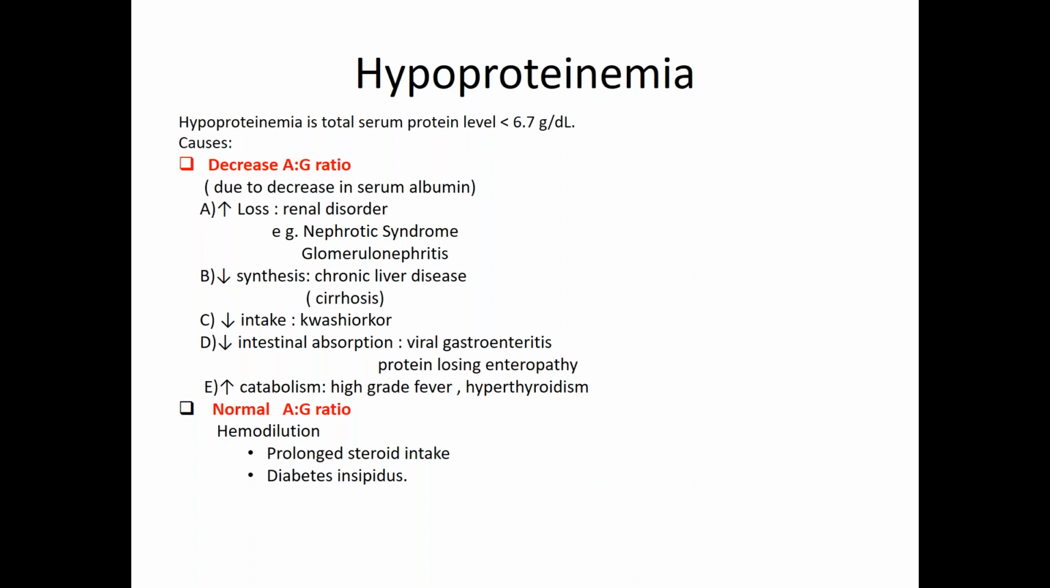It can be caused by increased loss, that means increased excretion of albumin, decreased synthesis, decreased intake of protein, decreased intestinal absorption, and increased catabolism. So first, coming to the increased loss. Increased loss means excretion of albumin in the kidney. Normally there is no excretion of protein in urine.